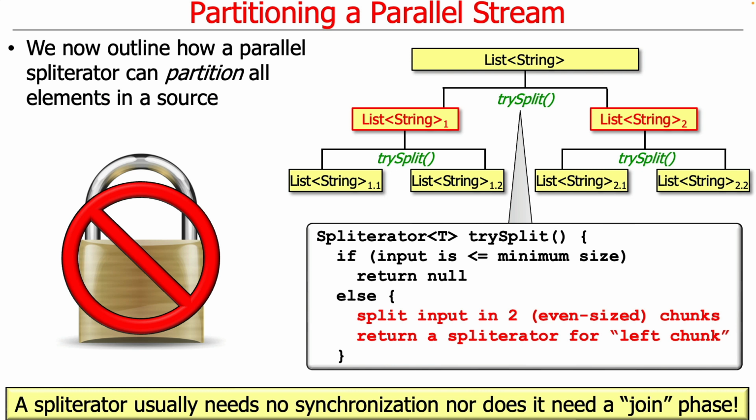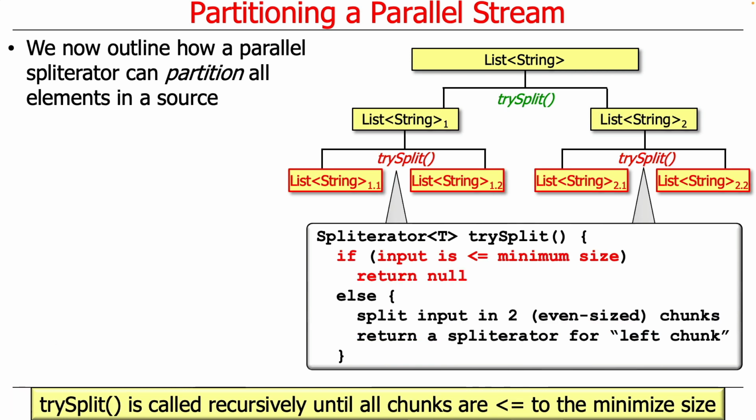And a splitterator typically doesn't need any synchronization, and it doesn't need to worry about joining. That's all handled by other parts of the streams framework, so you don't have to worry about locking, which is nice. The trySplit method is called by the framework until all the chunks are less than or equal to the minimum size, which in this case is typically 1. So it's hard to split things more than 1. So 1 is the smallest size for something like a list. And when you get down to something that's size 1, a null is returned, and that's an indication to the framework that it's finished, and now it should go ahead and do something with what it's been working on.